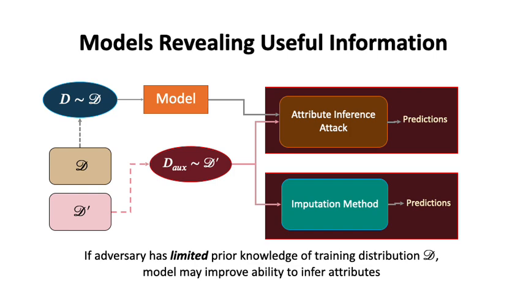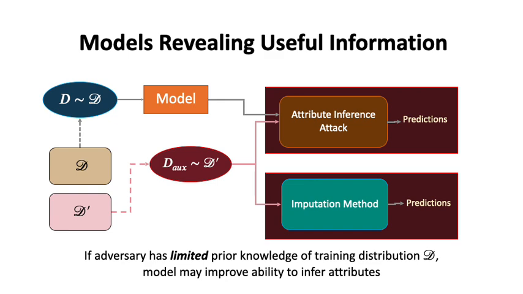For instance, if we consider the case where the adversary does not know the training distribution D and instead only has access to a different distribution D prime, in this case, the imputation attack might be biased towards the distribution D prime, and hence it may not do well in inferring the missing attributes for the record sample from D. Having access to the model can offset this lack of information and benefit the adversary in the inference task.